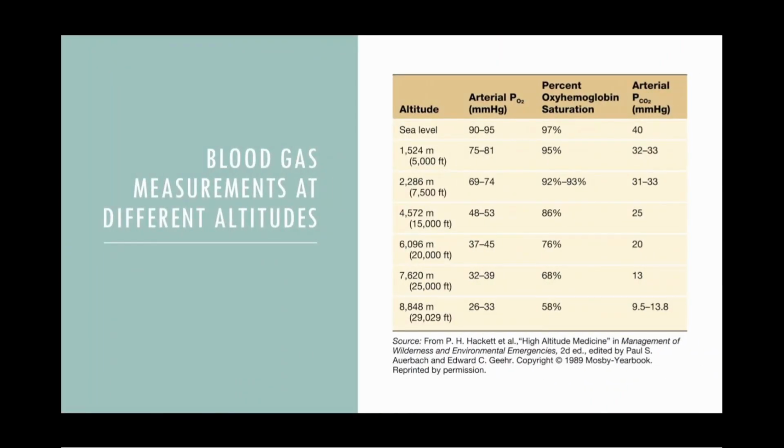Here's our blood gas measurements with regards to altitude. If you ever watch people who climb Everest, a lot of them will have O2 tanks and all that stuff because it's so high in altitude that the O2 pressure is so low, you don't have enough to feed all your tissues. Some people do it without tanks.